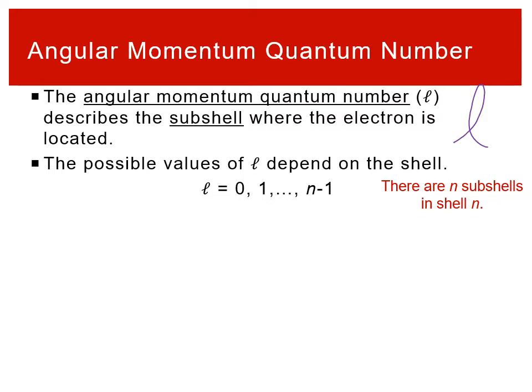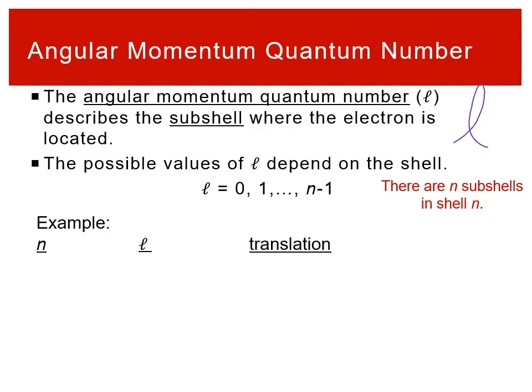The possible values of l depend on the shell that you're talking about. So the value of n determines what the possible values of l can be. So l goes from 0 up to n minus 1. And you count those up by 1, so 0, 1, 2. So whatever the value of n is, you subtract 1. That is the maximum possible value for l. And the lowest possible value for l is going to be 0. So you can have a 0.